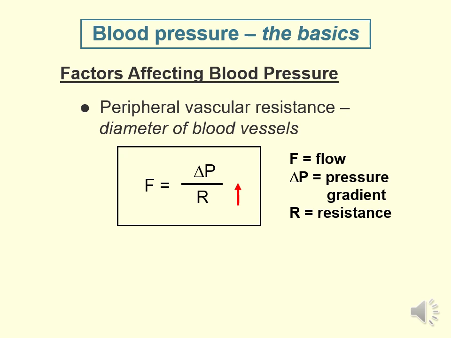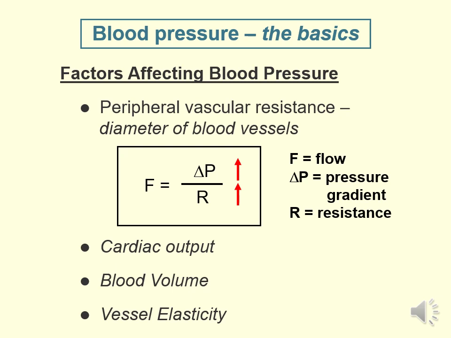And once the resistance increases, the only way our body can maintain adequate flow is to increase the pressure gradient. So the pressure gradient has to increase in order to maintain the appropriate levels of flow.